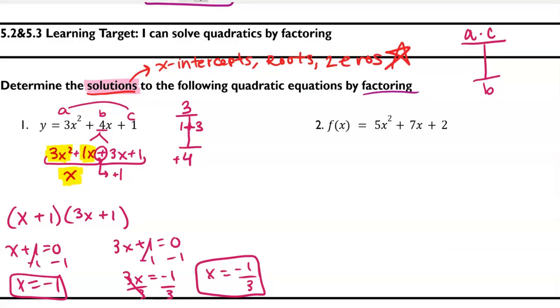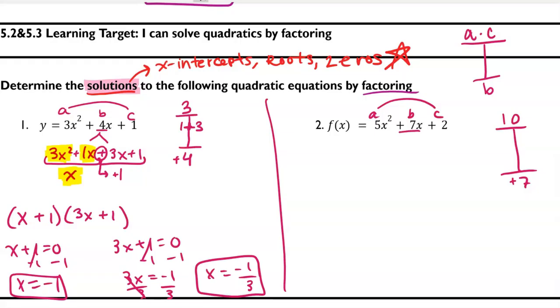All right, number 2. Number 2 says 5x squared plus 7x plus 2. So again, we label ABC. We multiply a times c, which is 5 times 2, so 10. And we're looking for factors of 10 that add up to our b value of positive 7. So our factors start with 1 and 10, 2 and 5. Those are the only numbers that multiply to 10. Do either of these pairs add up to 7? Yeah, 2 plus 5 is 7. So now, instead of saying 7x, we're going to say 2x plus 5x.